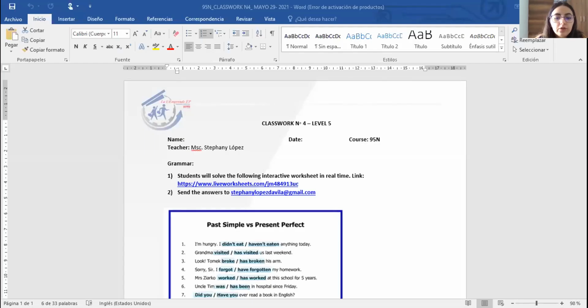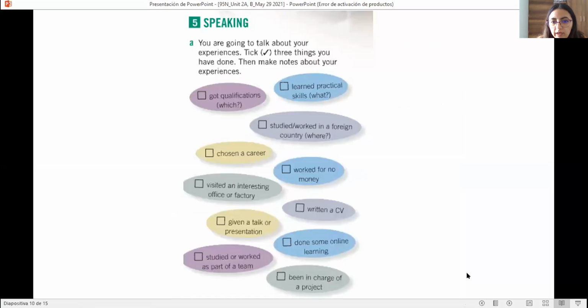Okay, as you were so good and so fast with this exercise, we can move to the next part. In the next exercise, you will have to practice. So you're going to work in groups and we're going to talk about some experiences, okay? So let me share with you what you will have to do. On your screen, you have some options, okay?